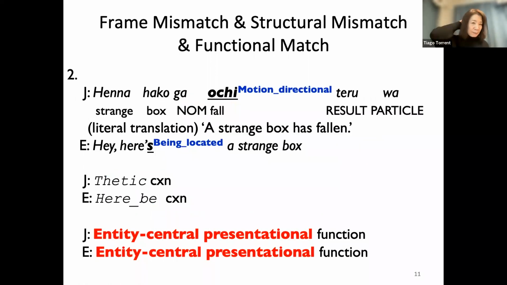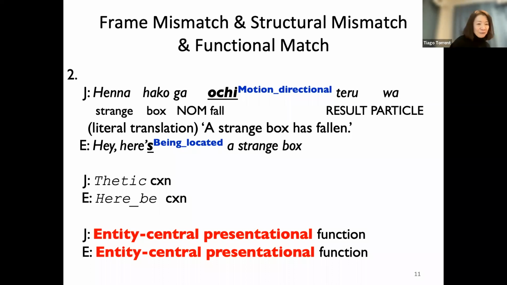Let me show you the second example of frame mismatch, structural divergence, but the same function. This was taken from a bilingual children's book. 変な箱が落ちてるわ. Literal translation would be like, a strange box has fallen. Hey, here's a strange box. So the Japanese sentence is an instance of the theory construction, because instead of the topic marker, the subject is marked with a nominative, and the English sentence is an instance of, I think I made up this name, the here be construction.